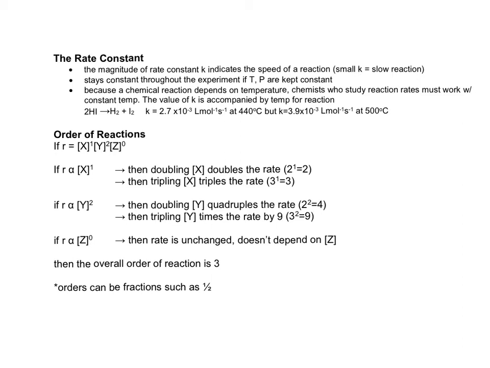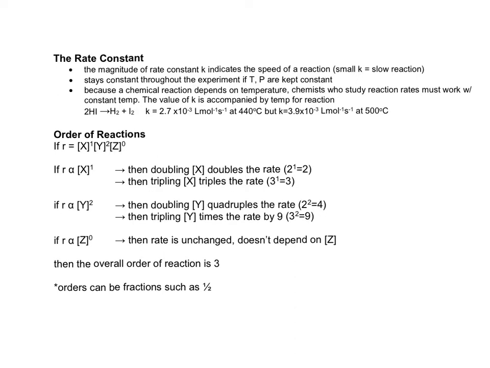Okay, so the rate constant. The magnitude of the rate constant indicates the speed of a reaction. So if you've got a big k, it happens fast, and if you've got a small k, it's slow. It stays constant throughout the experiment if temperature and pressure are kept constant. So again, you will see in a question either the temperature listed as degrees Celsius or Kelvin.